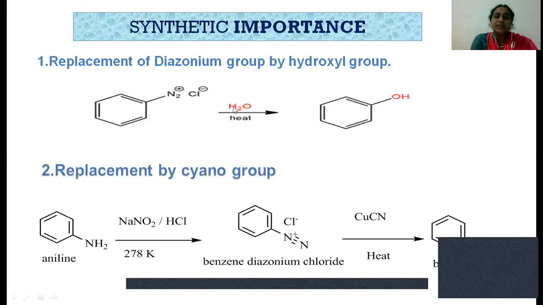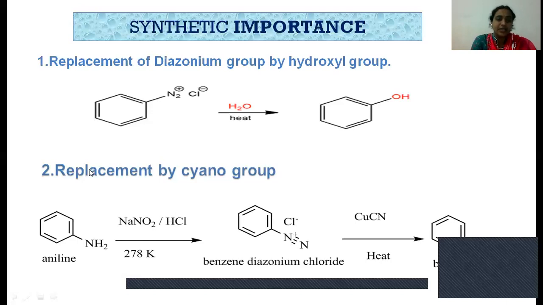Generally this mechanism is an SN2 type reaction, because here the nitrogen eliminates by taking its bonding electrons, and the OH minus group will substitute here. So this is the SN2 type mechanism. So benzene diazonium chloride, when reacted with water in the presence of heat, produces phenol.